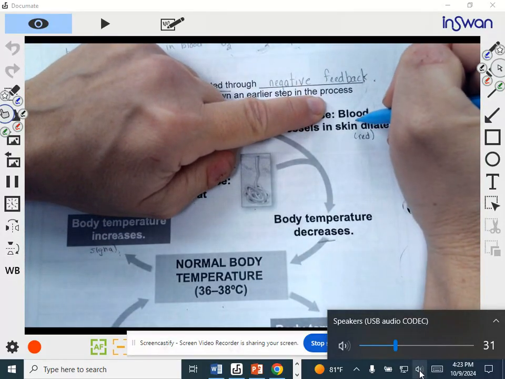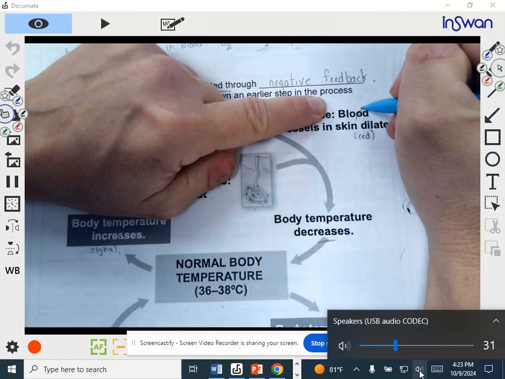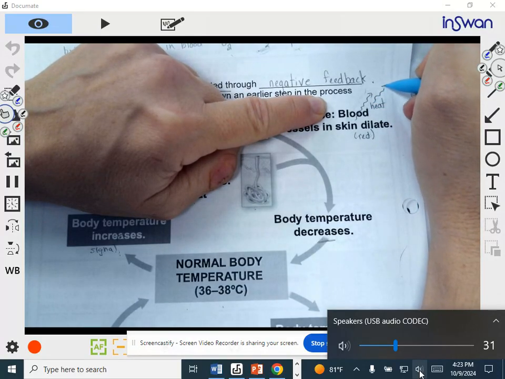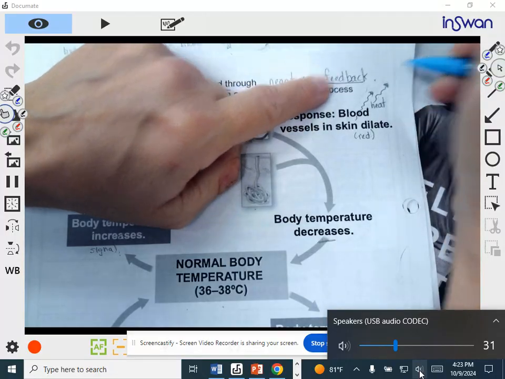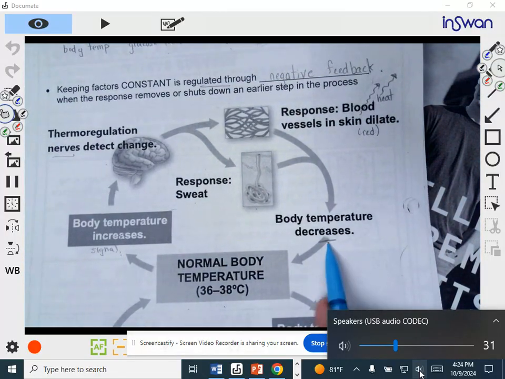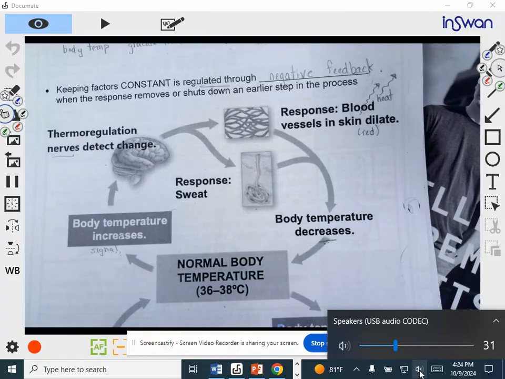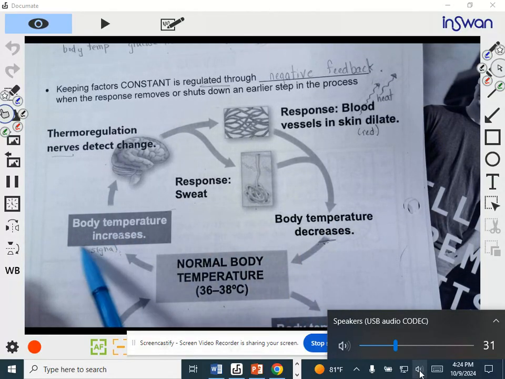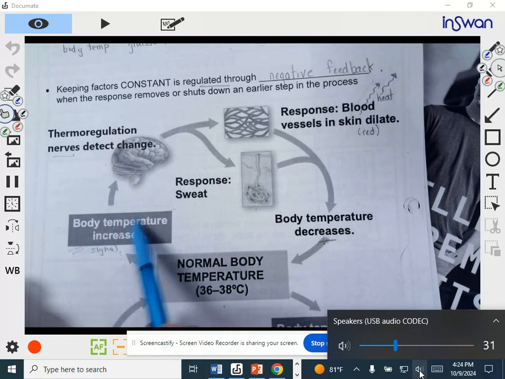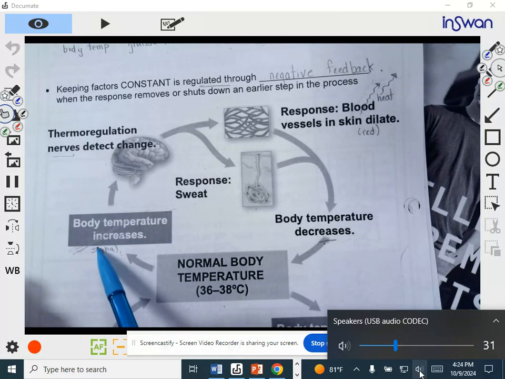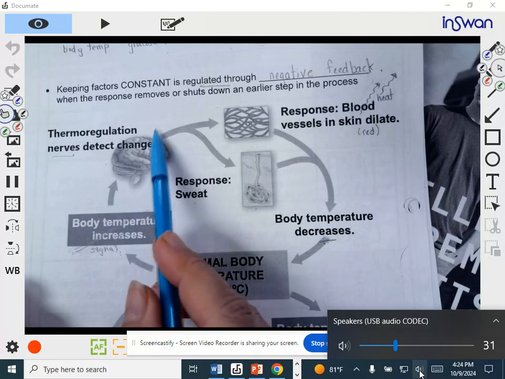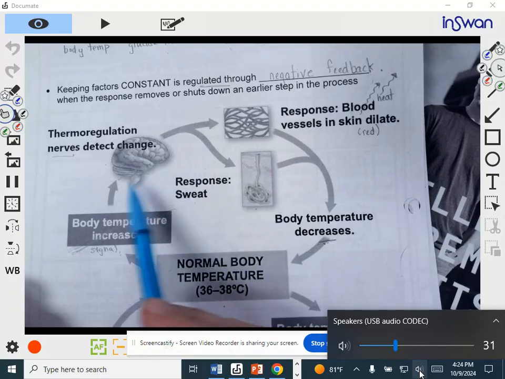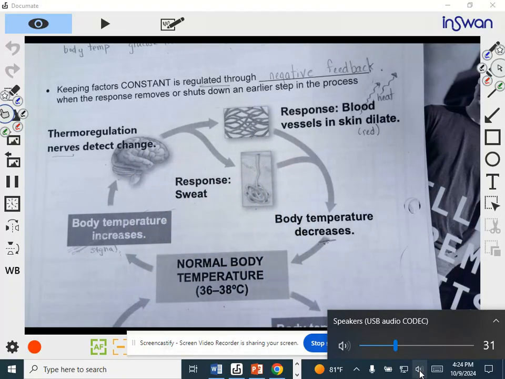And then when the blood is moving through the skin close to the surface, the heat in your blood can come out of your body and go into the environment. So you will cool off. That's what's going to happen. Your body temperature goes down. Now, since our body temperature has gone back down, this is no longer a stimulus. We don't have a high temperature anymore. So then our brain won't send signals to our blood vessels. Our blood vessels won't dilate, so it shuts down all of these reactions.